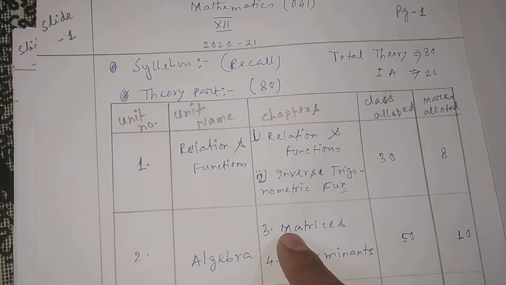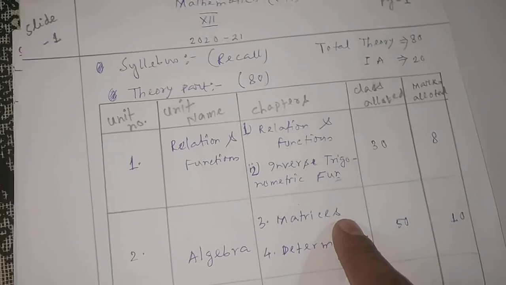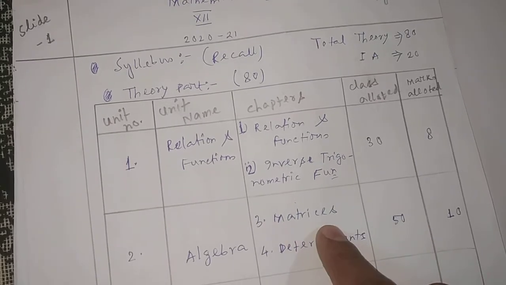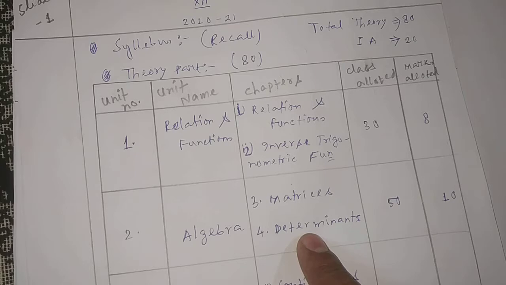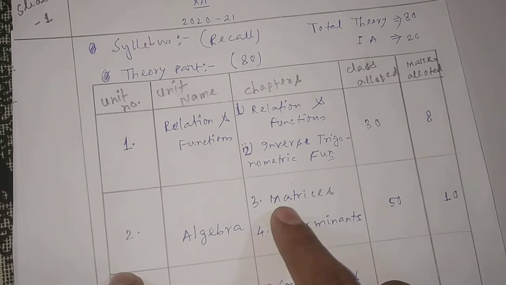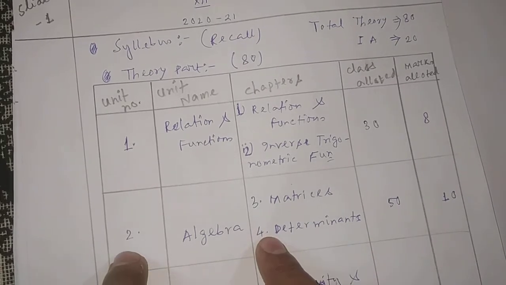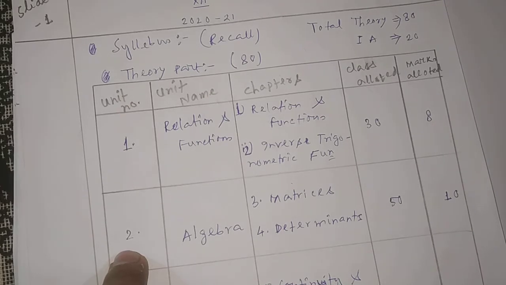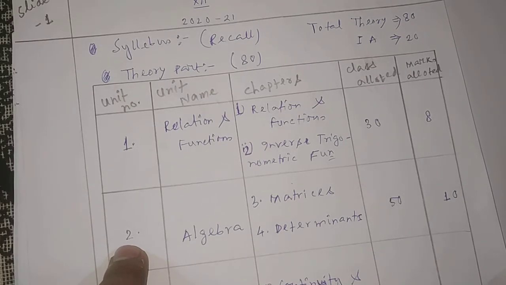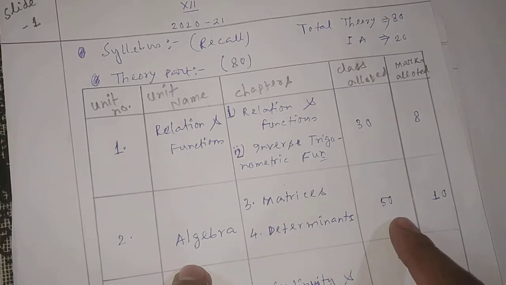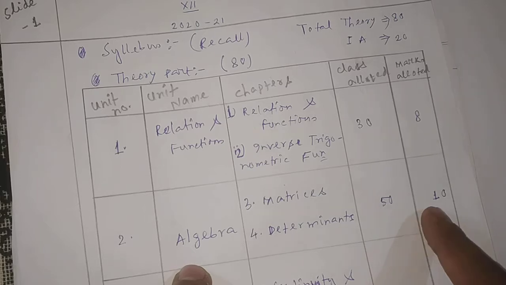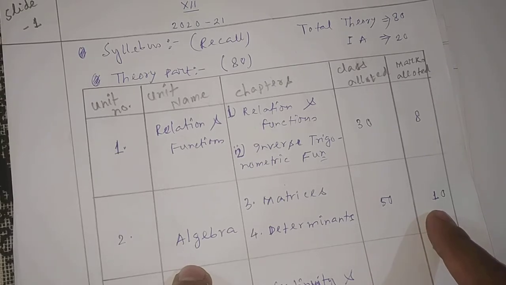For it, we can spend maximum 30 classes, and from here in the board exam 8 marks will be asked. The chapter number 3 is matrices. It is the plural form of matrix. The chapter number 4 is determinants. Chapters 3 and 4 both belong to unit number 2, which is known simply as algebra. For algebra, we can spend maximum 50 classes, and from here 10 marks will be asked.